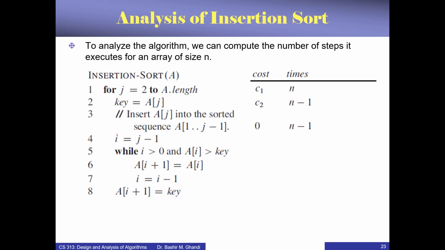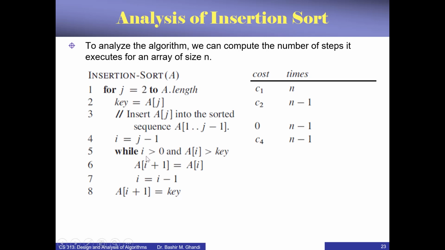Alright, next we have this initialization of i becomes j minus 1. So again, it's just a simple assignment and subtraction, so both of them, if you add, will be a constant, and this will execute the same as the body of the for loop, which is n minus 1. So we have C4 times n minus 1. What about the inner loop?